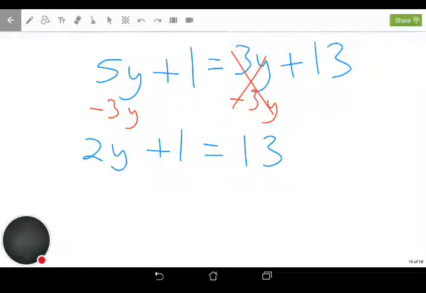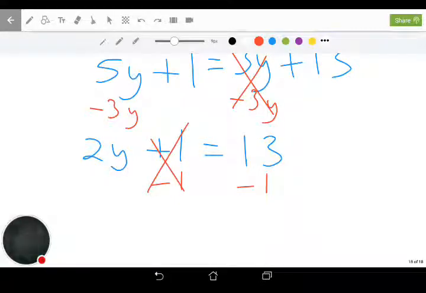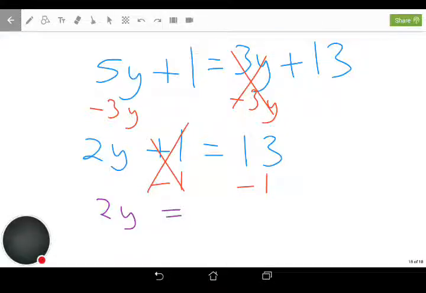Next, we're going to minus 1 from both sides to get rid of the plus 1. Plus 1 minus 1 leaves you with nothing, and 13 take away 1 is 12. So we've now got 2y equals 12.